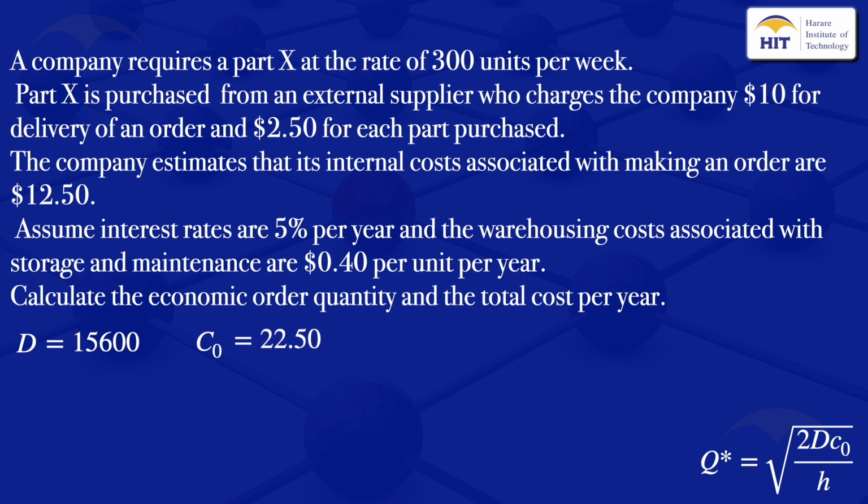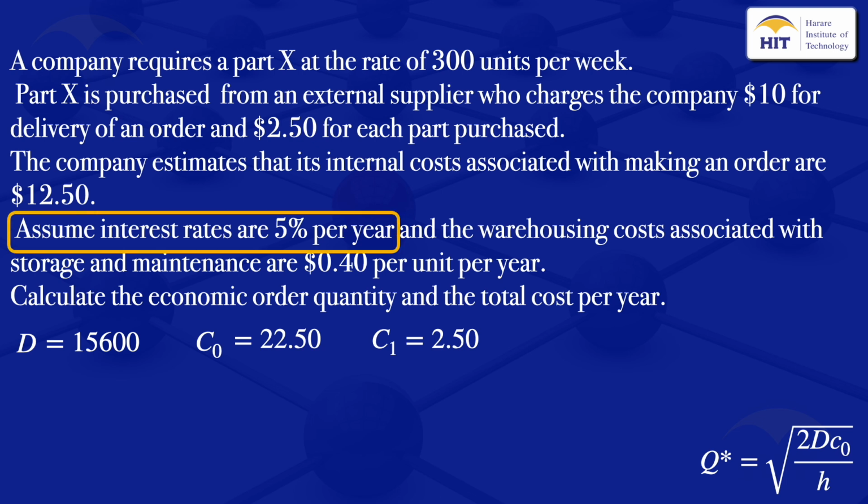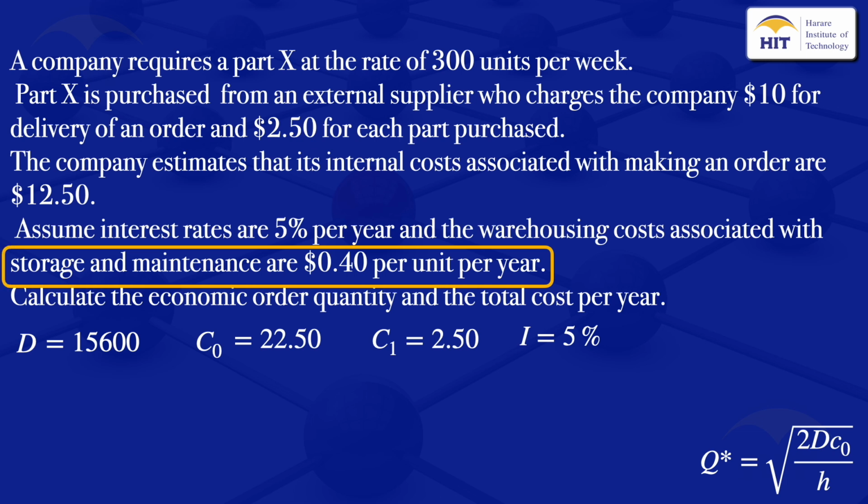Then we go on and look at the purchasing cost. The purchasing cost is $2.50 because it's $2.50 for each part purchased. So we have our C1 is equals to $2.50. I now go on to look at the next information that we are given. We are given the interest rates are 5% per year. So I write down my interest is 5%. And then go on and look at the storage and maintenance cost. We are given that they are 40 cents per unit per year. So I can write my H is equals to 0.4.